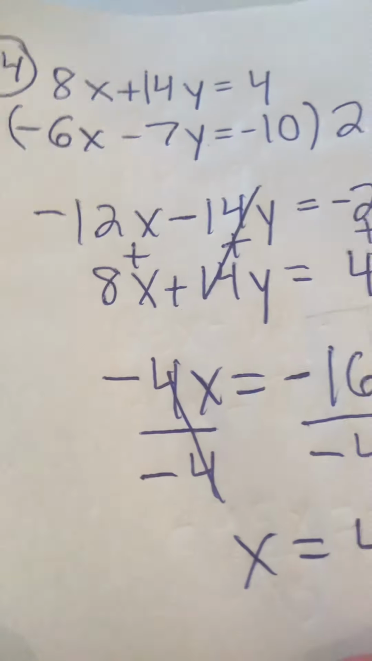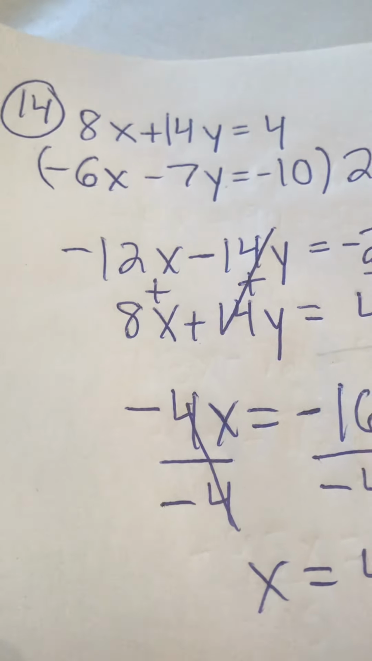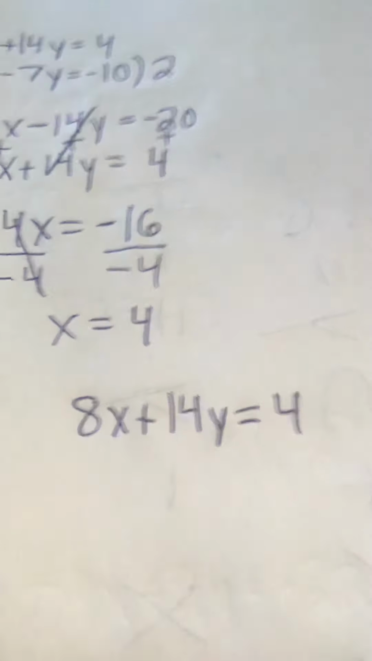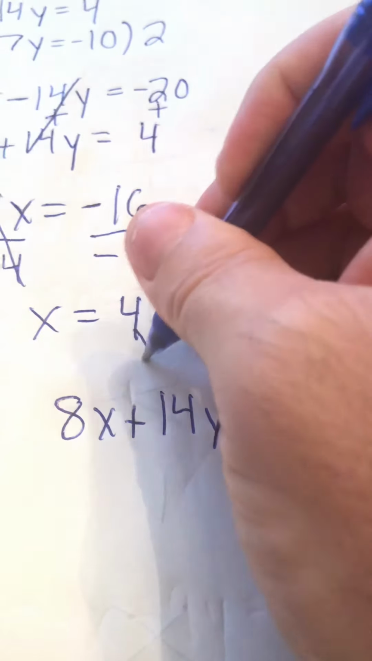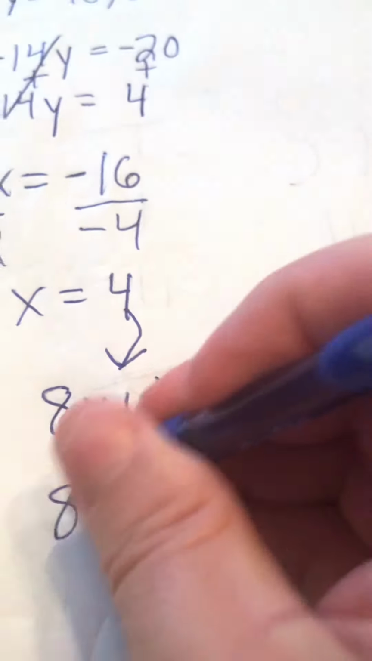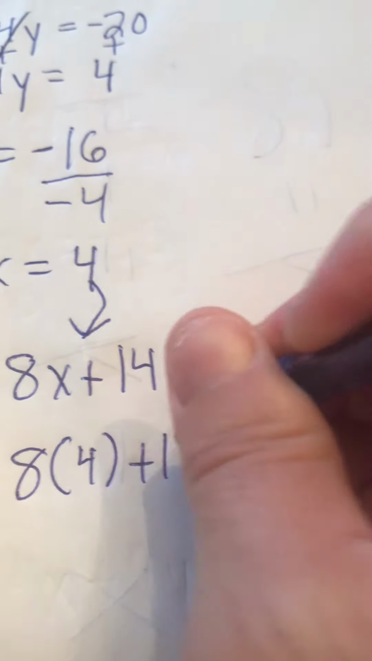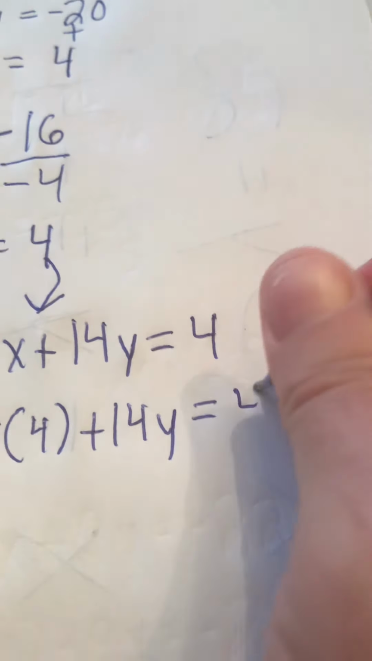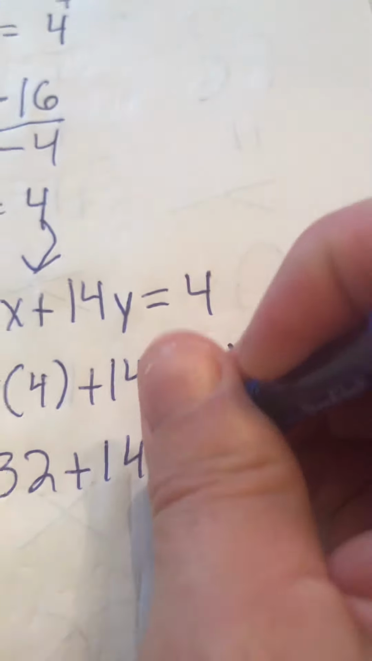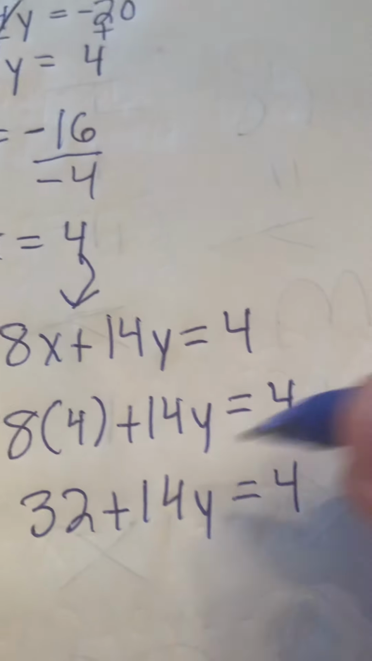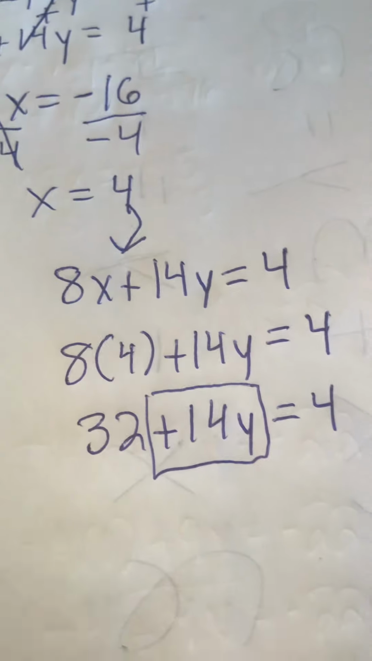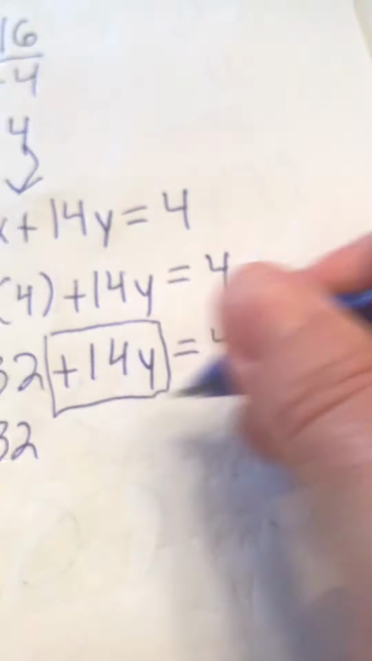So I'm going to rewrite that bottom equation, or the top equation actually. And I'm just going to replace the 4 where the x was, and then of course I'm going to solve for y. So 8 times 4 plus 14y equals 4. Go ahead and do that. 32 plus 14y equals 4. And remember, I'm solving for my y variable. So the inverse of 32 is to subtract 32.